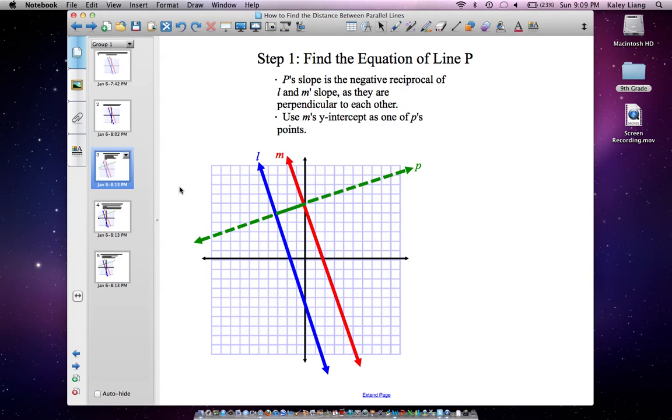Step 1 is to find the equation of line P, which I've done right here. And keep in mind that P's slope is the negative reciprocal of L and M's slope because line P is perpendicular to lines L and M, and we're going to use M's y-intercept as one of P's points.